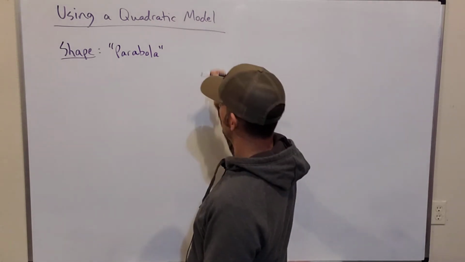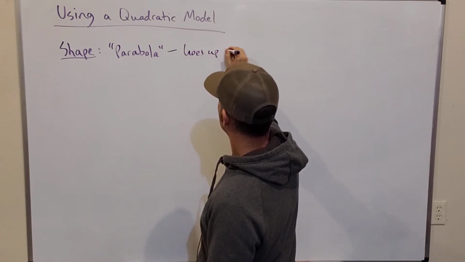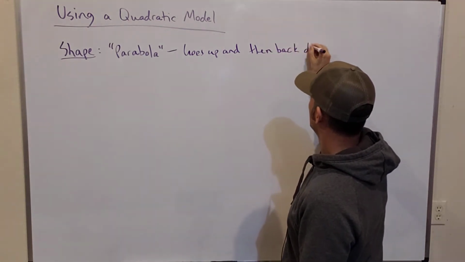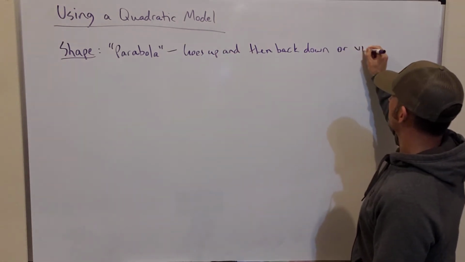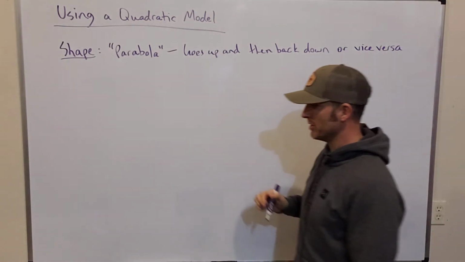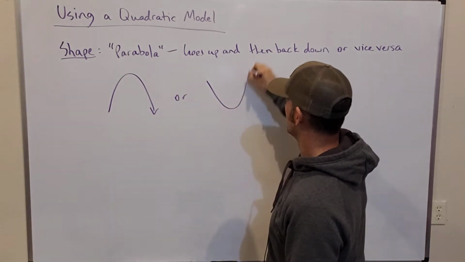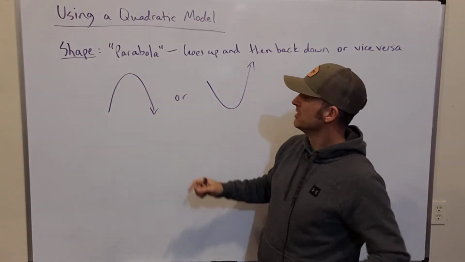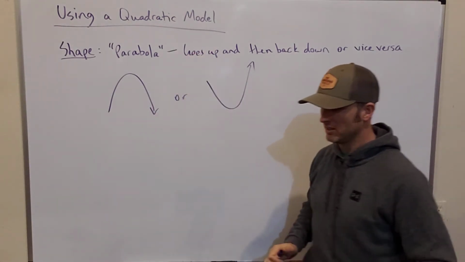And what characteristic does a parabola have? Well, it goes up and then back down. So it could rise, hit a top point and come back down, or vice versa. It could drop, hit a low point, rebound and come back up. So it could be a shape like this, or a shape like this. Those are quadratic models. That's the shape of a quadratic model. So things that exhibit this type of behavior might be modeled with a quadratic function.